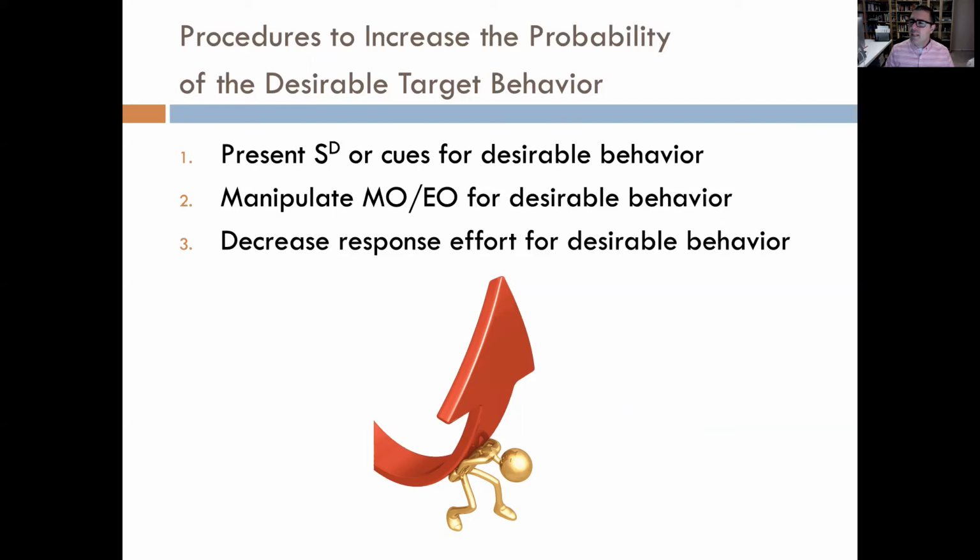To make this easier for you to understand, and I think the book does the exact same thing, I'm going to talk about those 3 categories, SD, MO, and effort manipulation, in the context of trying to get desirable behavior to increase. And then once we give some examples, I'm going to talk about those 3 categories again, but now in terms of trying to get problem behavior to decrease. So let's talk about how we manipulate SDs, MOs, and effort to increase behavior. Once I'm done with that, then we'll talk about SD, MO, and response effort manipulations to decrease problem behavior.